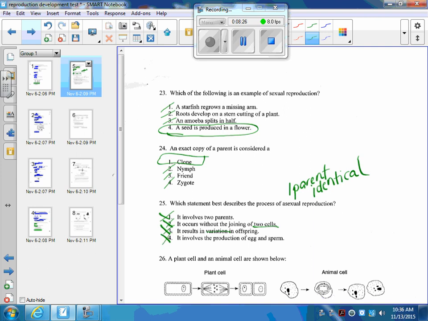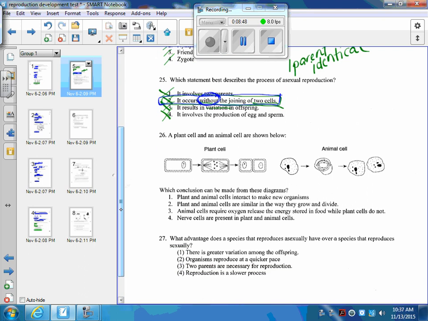How many of you did this? It occurs without the joining of the 2 cells. I didn't read the question correctly. Question number 25, the answer is 2 because it says without. That's why I need you guys to check your answers, because I saw none of them are right. I did something wrong.